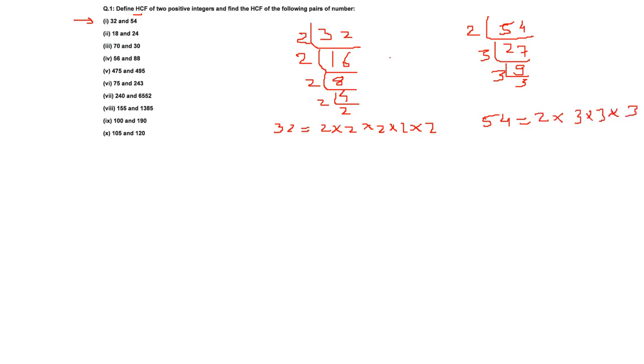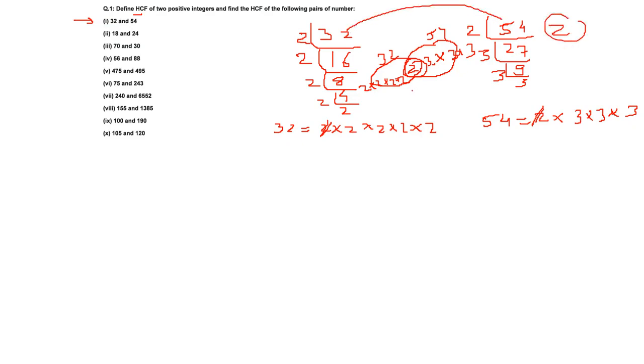Now what we do here is, let us make a Venn diagram like this. What are the common numbers? 2 is common, so let us write it here. The other numbers which are not common, let us write it here: 2 into 2 into 2 into 2 for 32, and for 54 it will be 3 into 3 into 3. The common factor 2 is the HCF. So the HCF of 32 and 54 is 2.